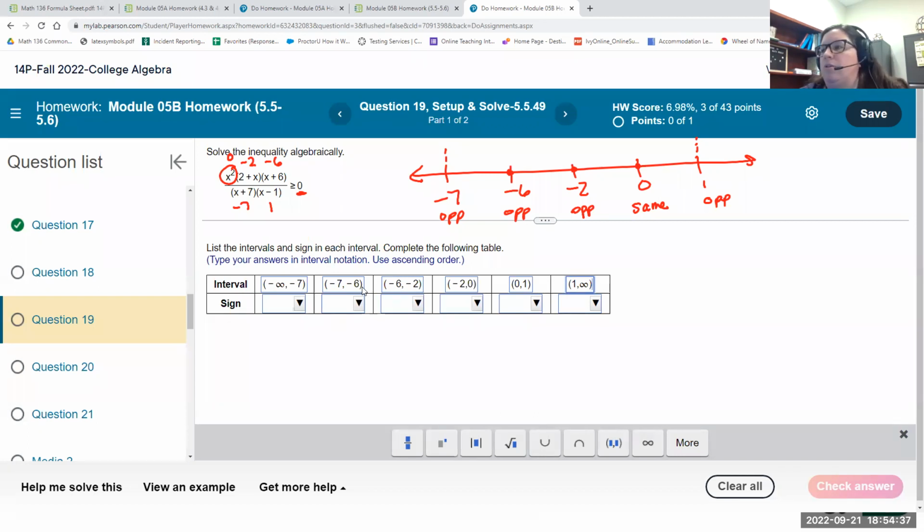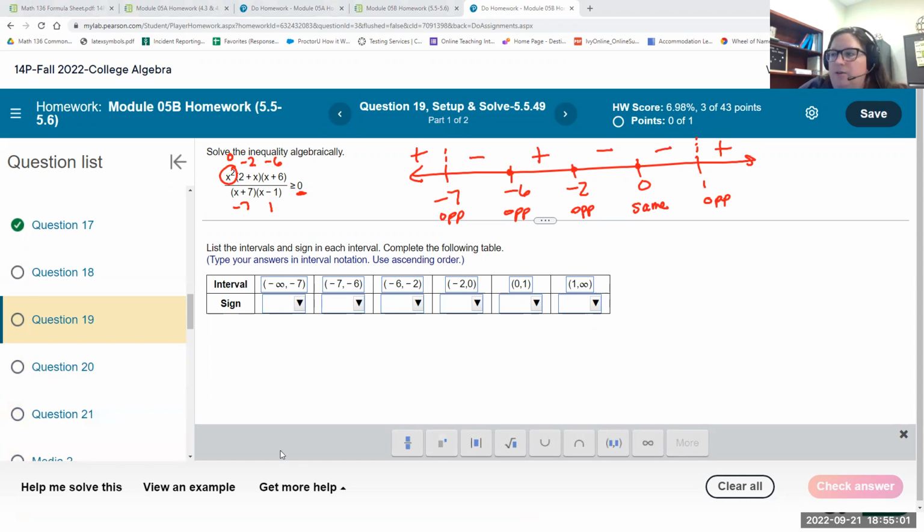If I put in something bigger than 1, the x squared is positive, the 2 plus x is positive, the x plus 6 is positive, the x plus 7 is positive. And as long as I'm bigger than 1, the x minus 1 is positive, everything's positive. So that far right would be positive. At 1, it switches. At 0, it doesn't switch. Everywhere else it switches. So plus, then minus, then plus again.